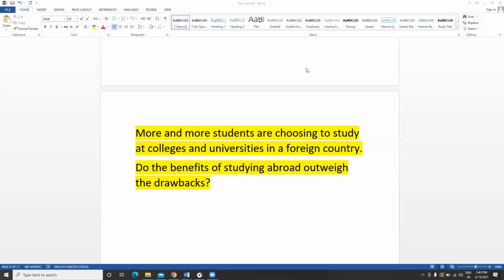Students also have to find accommodation and pay hefty bills, and that becomes very difficult for people.